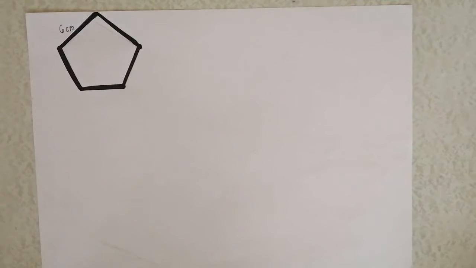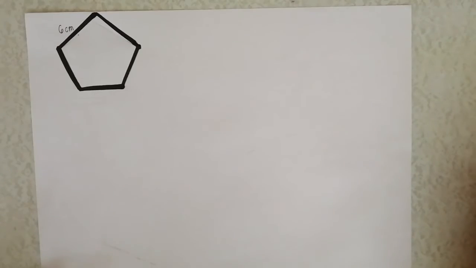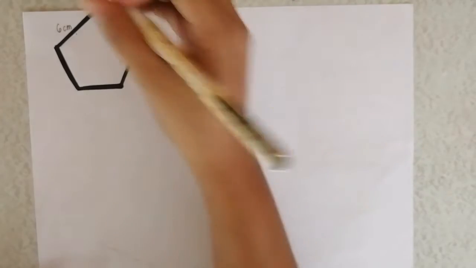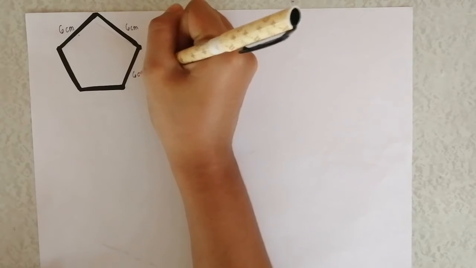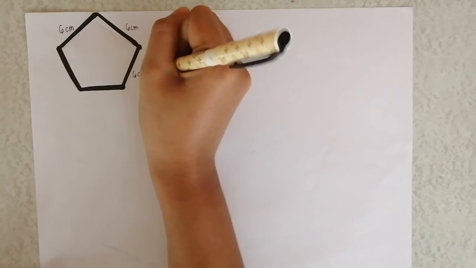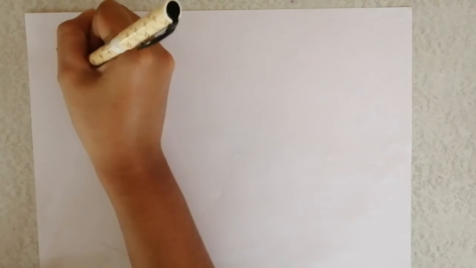Next, we will solve the perimeter and the area of a regular pentagon. So I have here a pentagon. As you all know, a regular pentagon has 5 sides which are equal. I have here 6 centimeter for each side, and since they are all congruent, we also have here 6 centimeter, 6 centimeter, 6 centimeter, and also 6 centimeter here.